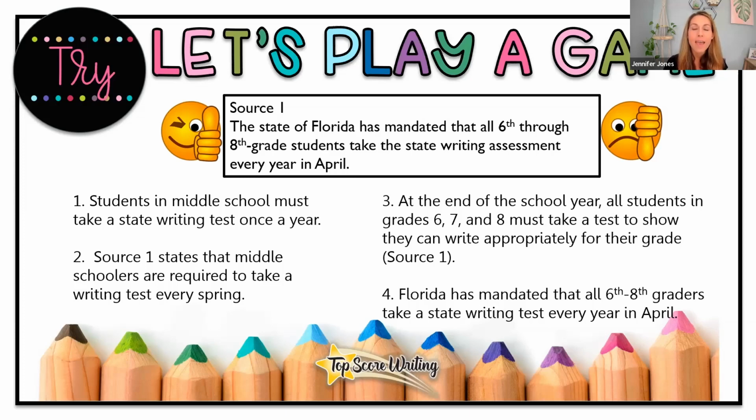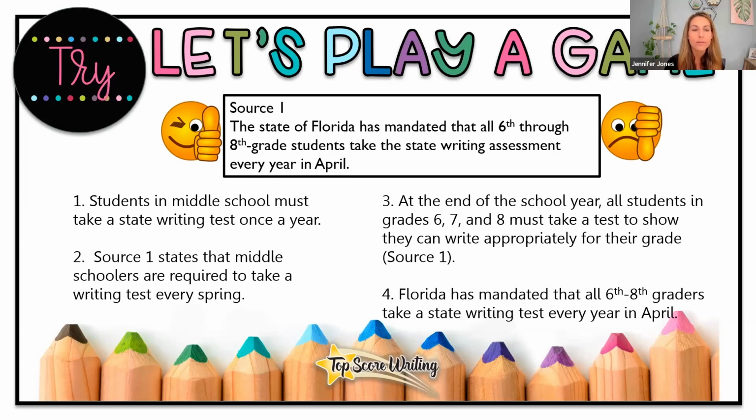All right. The evidence or the text says, source 1, the state of Florida has mandated that all 6th through 8th grade students take the statewide writing assessment every year in April. Read that one more time to yourself. All right, you got it? Now think about what you know about paraphrasing. What do we know? It has to focus on the main idea. It has to use different language than the text uses, right? It has to use synonyms, and it has to include a reference or a citation. All right, let's evaluate some options.